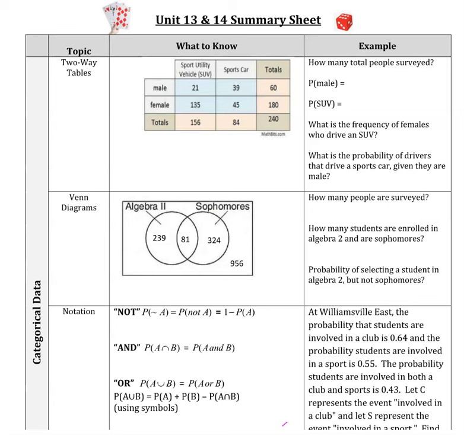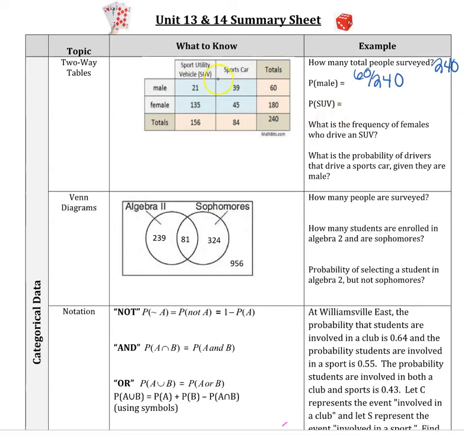Let's get to it. So starting with Unit 13, talking about categorical data. We talked about displaying information in two-way tables, and this is categorical because people are fitting nicely into categories. If I want to ask how many total people are surveyed, that's just coming from this number down here in the lower right of your table. So that would be 240 people. The probability of selecting a male would be 60 out of 240.